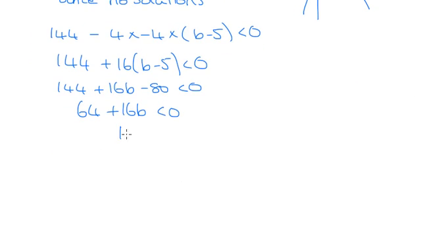A couple more steps: just move the 64 to the other side, and divide by 16 tells me that b has to stay less than negative 4.